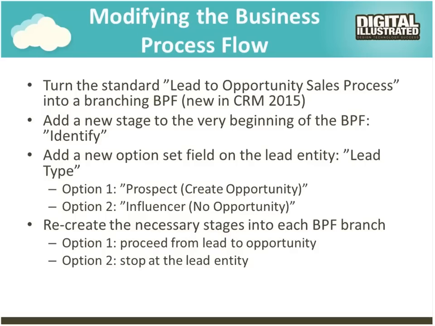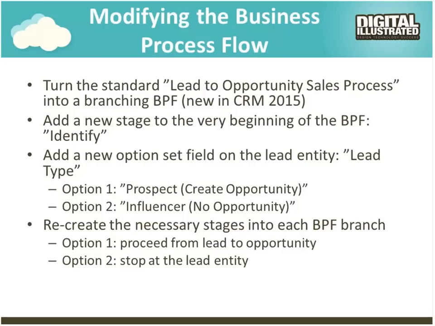So the first thing we have to do is modify the business process flow. As we know, in 2015 we now have the option to branch the process into different variations based on the selection in a previous stage of the process. So what we need to do is take the standard lead to opportunity sales process and modify it by making it a branching process.